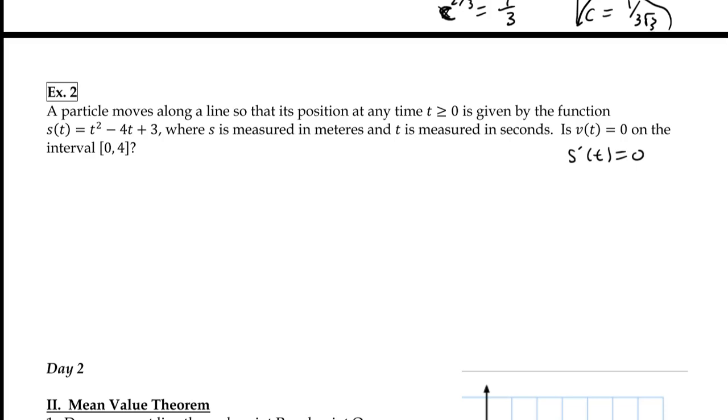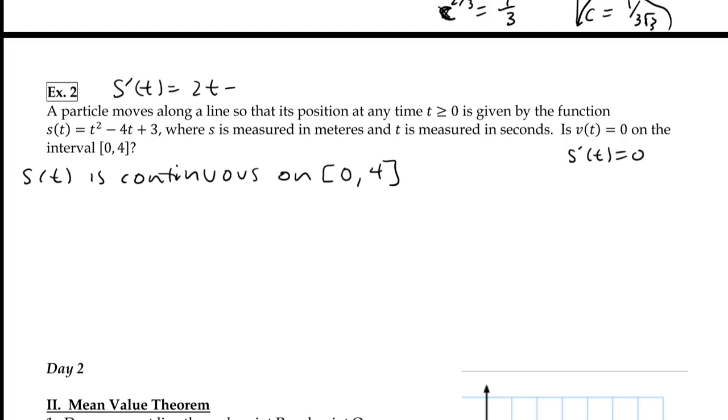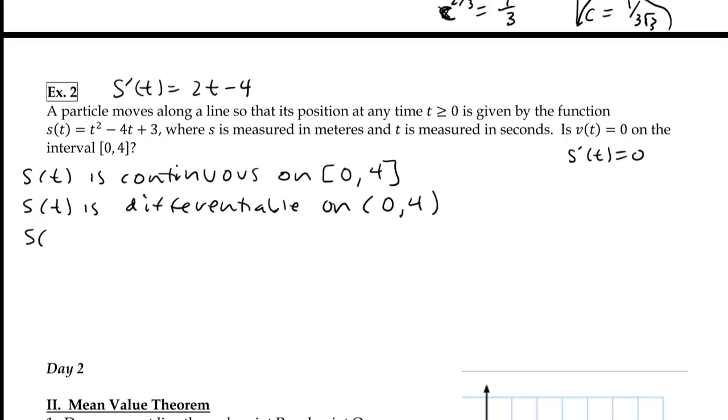Okay, so first condition, we need the given function to be continuous. Look at, that's a quadratic. We're good. So f is continuous on the closed. How do we know if we have differentiability? Well, we need to find the derivative. 2t minus 4. That's a line. We're good. So we can also say that s of t is differentiable on the open.